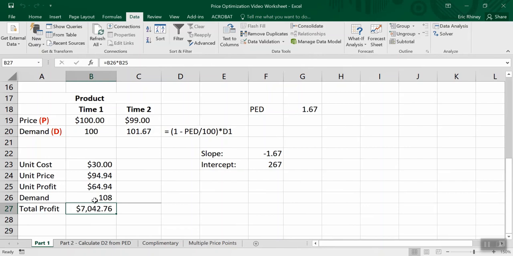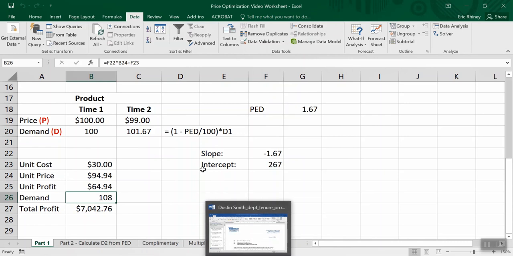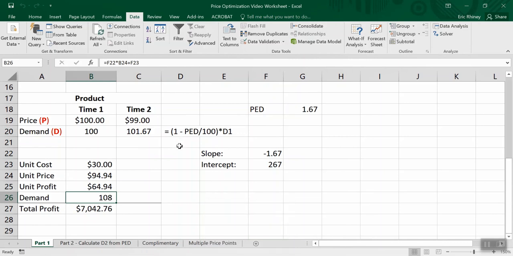And that's how we would, again, calculate profit maximization by optimizing our price point once we have calculated our estimate of demand, or once we've come up with a demand estimate model using our price elasticity of demand in this case. So there you have it. Okay. So I'm going to end this right here.